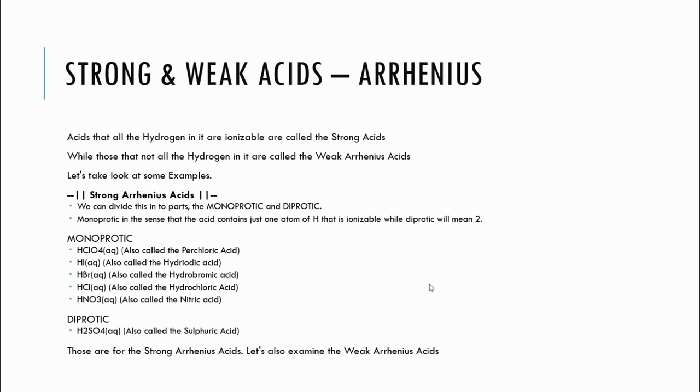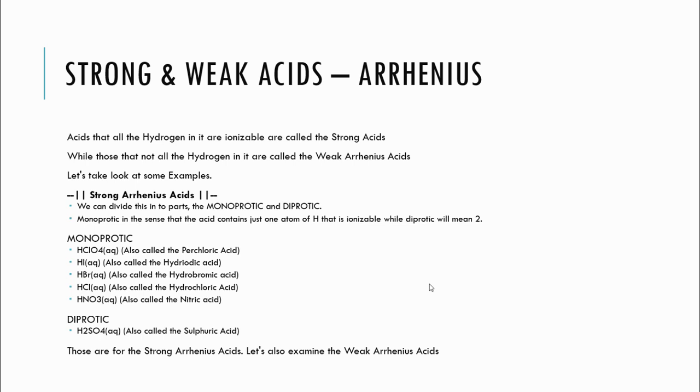So the strong and weak acids now. What's the strong acid? What's the weak acid? So basically it's just simple. For strong acid, they ionize completely. For weak acid, they ionize partially. So acids that all the hydrogen in it are ionizable are called strong acids. And those that not all the hydrogen in it were ionized, those ones are called the weak Arrhenius acids.